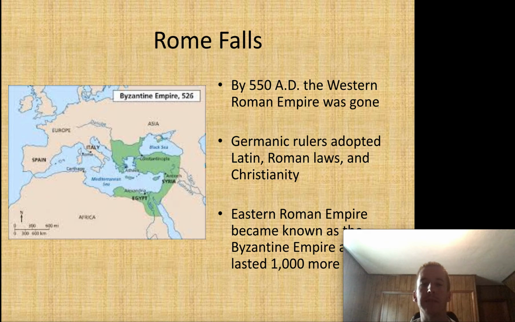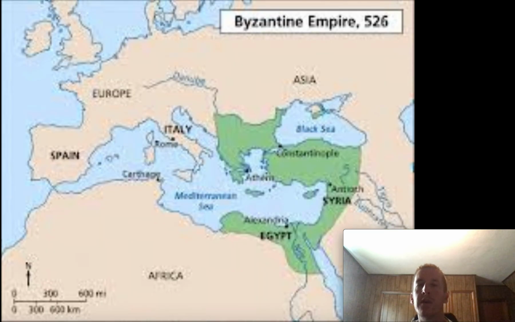Germanic rulers adopted Latin, Roman laws, and Christianity. So they're going to basically take everything that was already in place and use it for themselves. The Eastern Roman Empire became known as the Byzantine Empire, and they're going to last for another 1,000 years. Here is a map of the Byzantine Empire in the year 526.